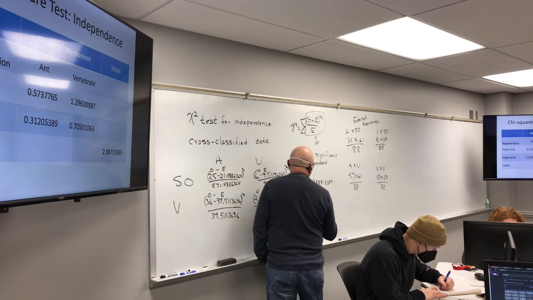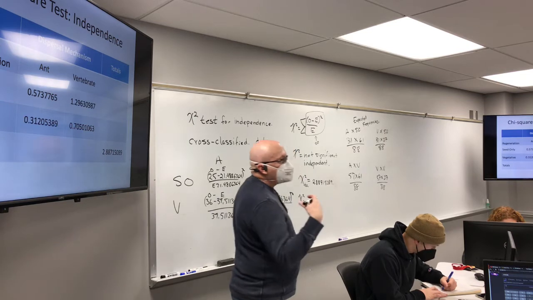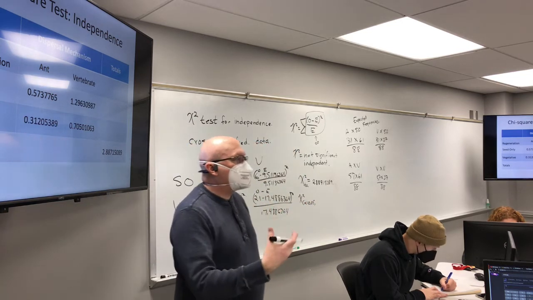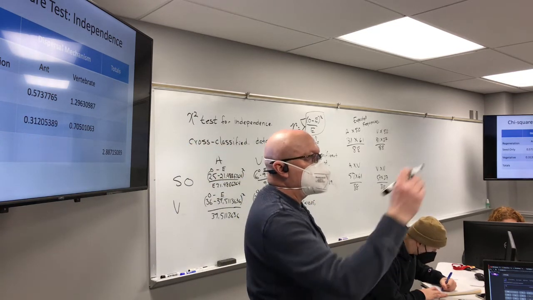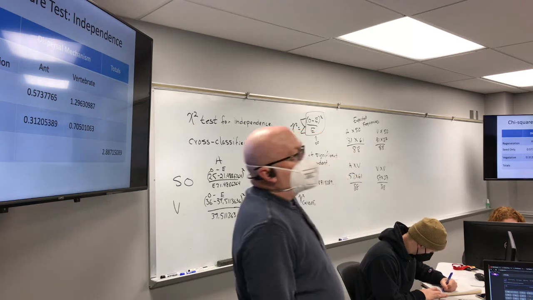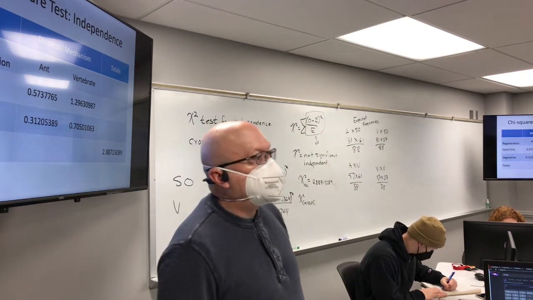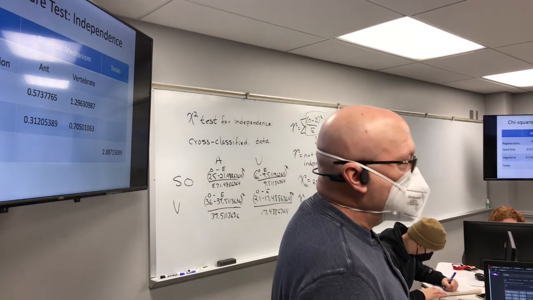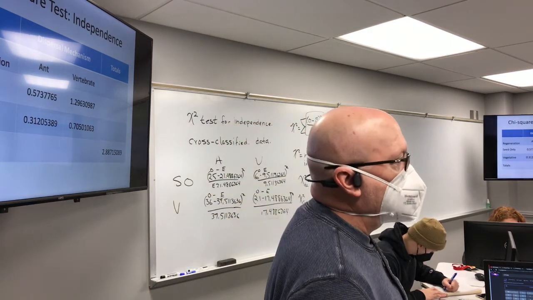Remember what the alpha level is? The alpha level reflects how often you would say that these things are independent when in actuality they're not. Yeah? How would it tell you that? Oh, just assume that we're testing at 0.05 unless told otherwise. That's just kind of the standard thing.